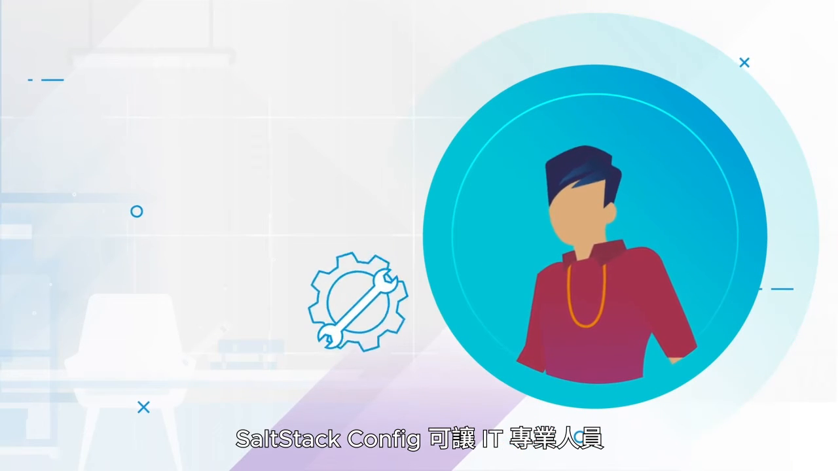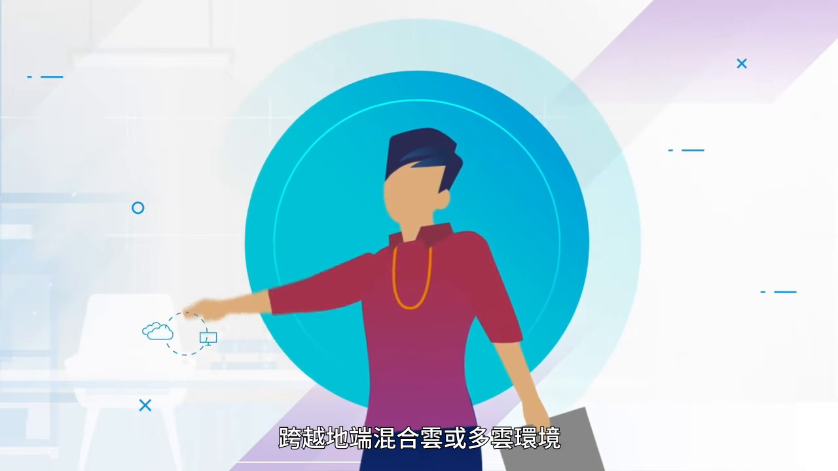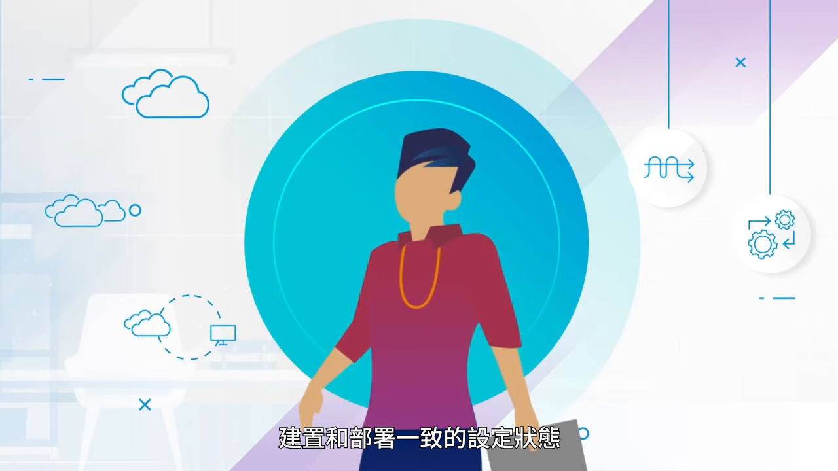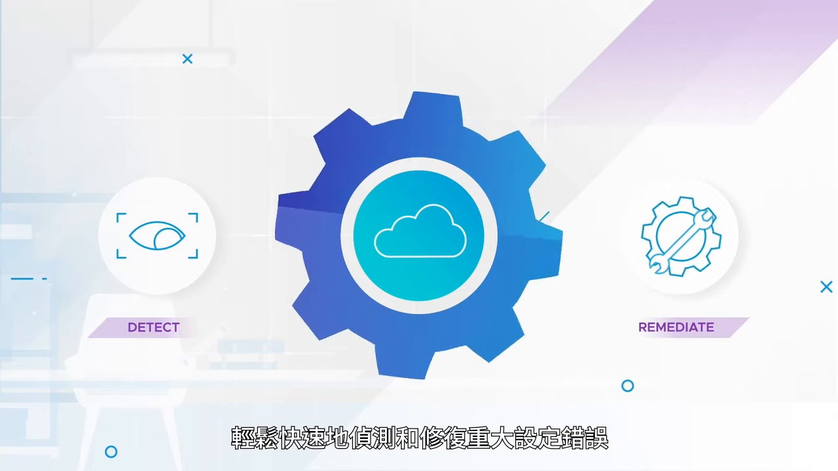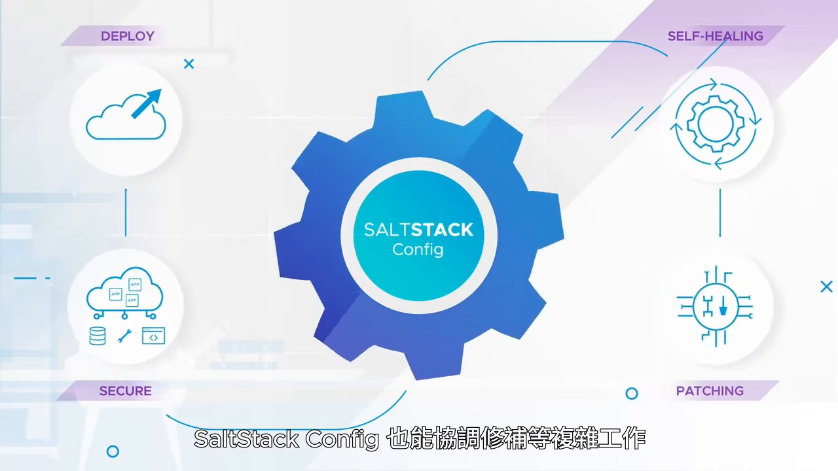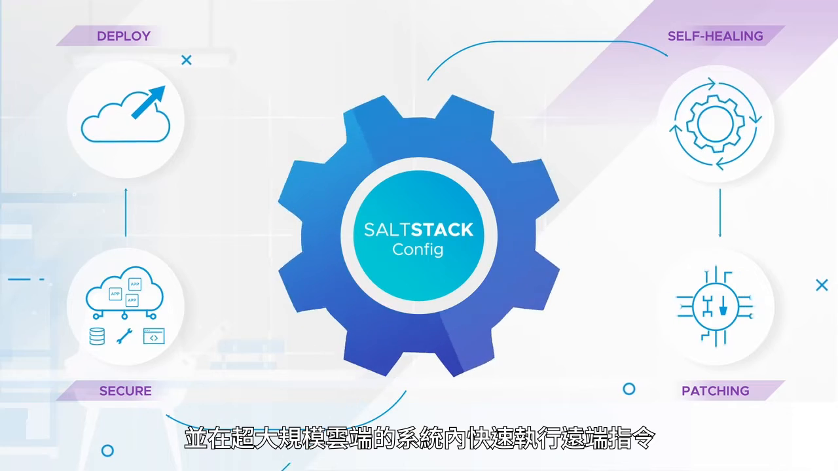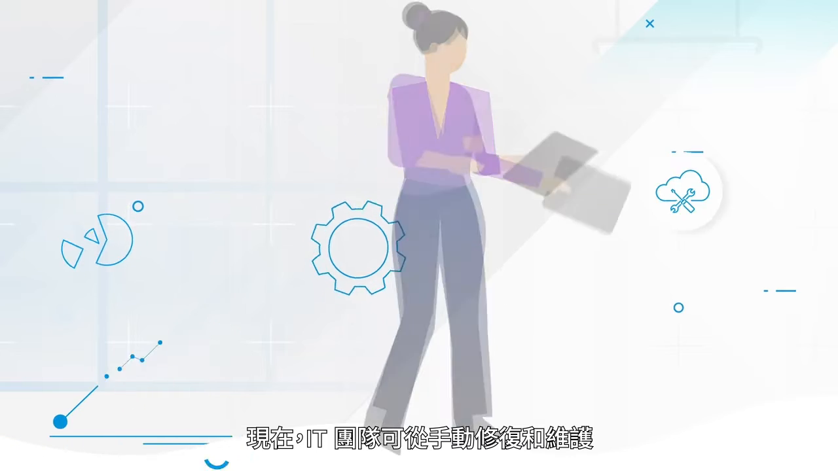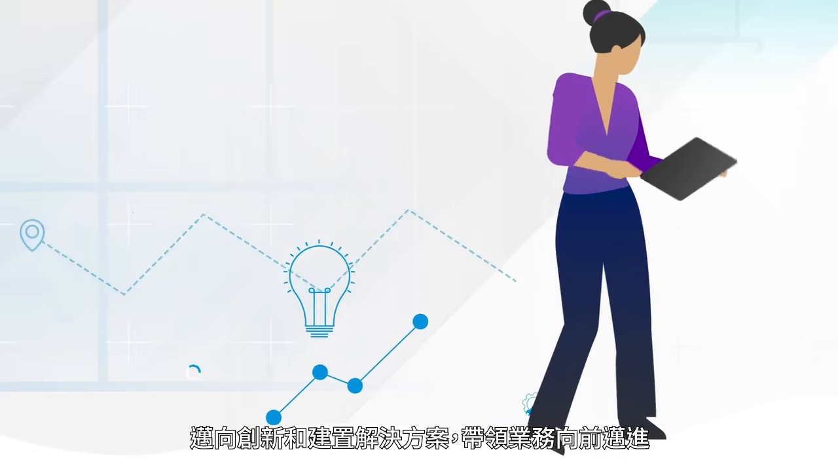SaltStack Config enables IT professionals to build and deploy consistent configuration states across on-prem, hybrid, or multi-cloud environments with simple declarative configuration automation. Plus, event-driven automation lets them quickly and easily detect and remediate critical misconfigurations. SaltStack Config can also orchestrate complex tasks such as patching and execute lightning-fast remote commands across systems at hyperscale. Now, IT teams can pivot from manual fixes and maintenance to innovate, build solutions, and drive business forward.